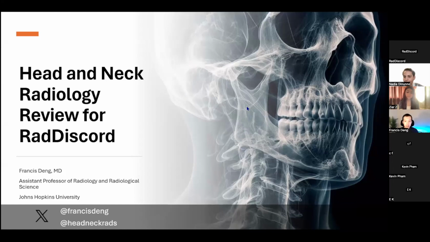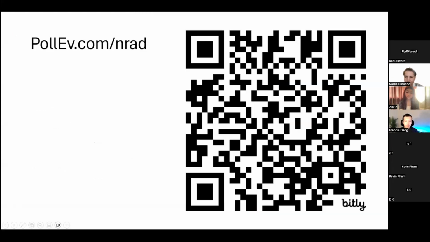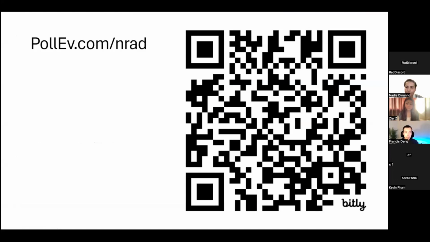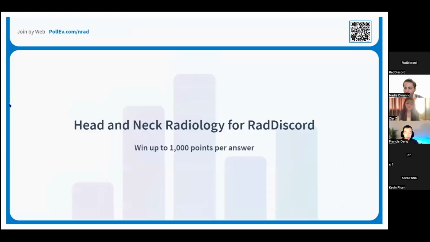All right, does everyone see my screen? Please take a moment to log in to Poll Everywhere at pollev.com/nrad, or if you're on your phone, you can scan this QR code. Our moderators will be monitoring the chat, so feel free to ask questions as we go through each question. You'll have 40 seconds to answer each question. If you get a correct answer, the more quickly you enter it, the more points you will score. You can select an anonymous username that will be displayed on the leaderboard after each question.